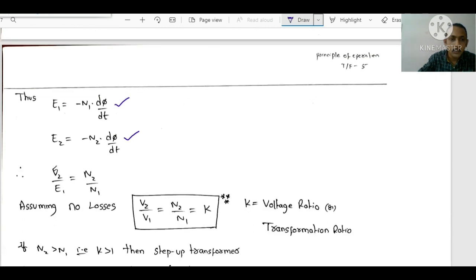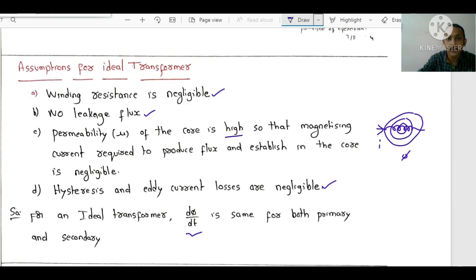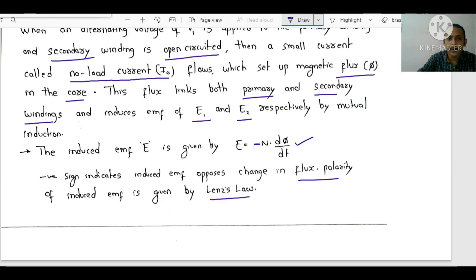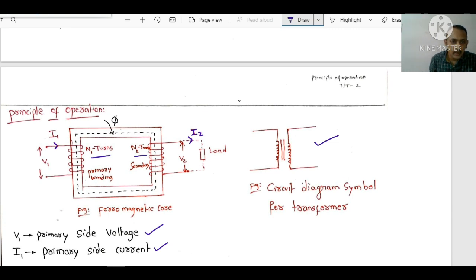Then what happens? Observe, E2 by E1, the voltage induced in the secondary divided by the voltage induced in the primary, is equal to N2 by N1. Very important, dear students. You may get a doubt here, sir: we have V1 and V2 and E1 and E2. Observe, dear students, in this diagram, V1 is the applied voltage, and V2 is the voltage across the load.